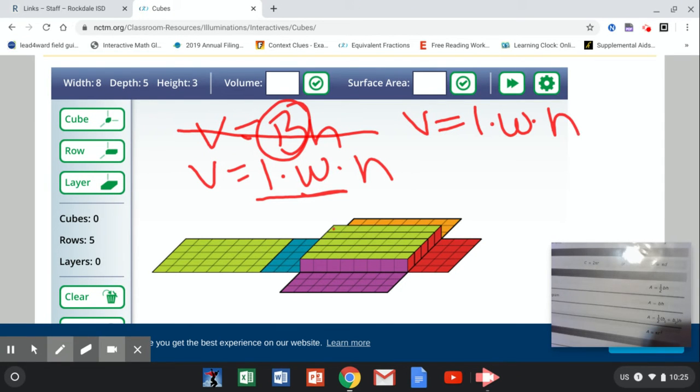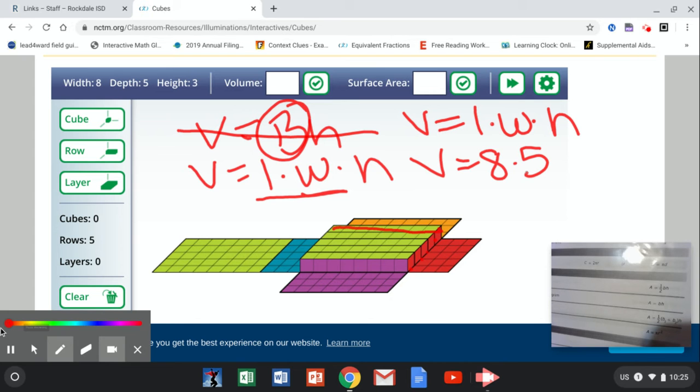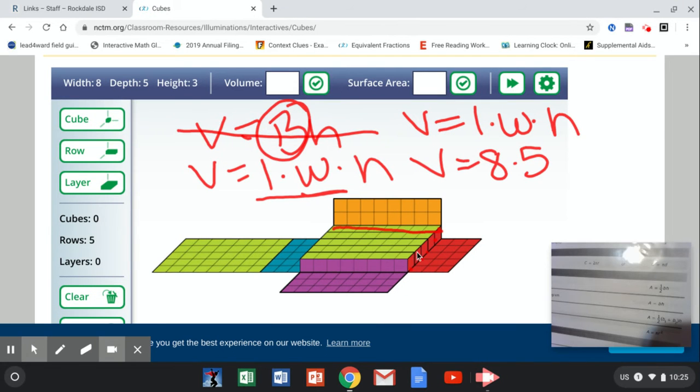My length, I already know, is 8 across this way. So volume equals 8 times the width, which is 1, 2, 3, 4, 5. And then I don't know how tall it is. I'm going to raise this up and figure out how tall it is. Well, I've already got one layer and it looks like another layer and another layer. So it looks like a height of 3 will fill it.